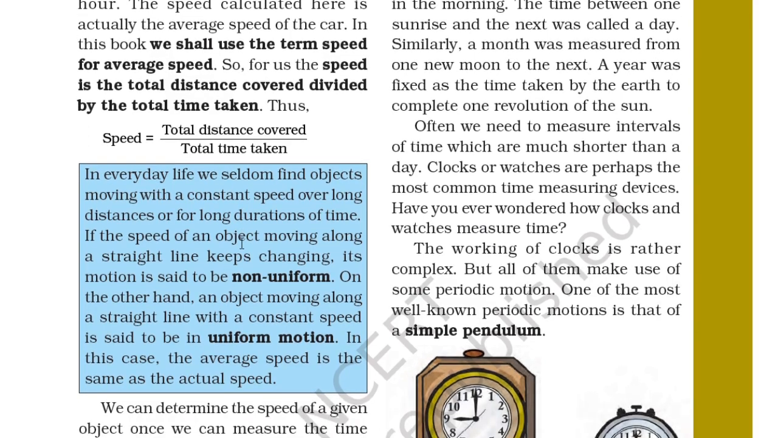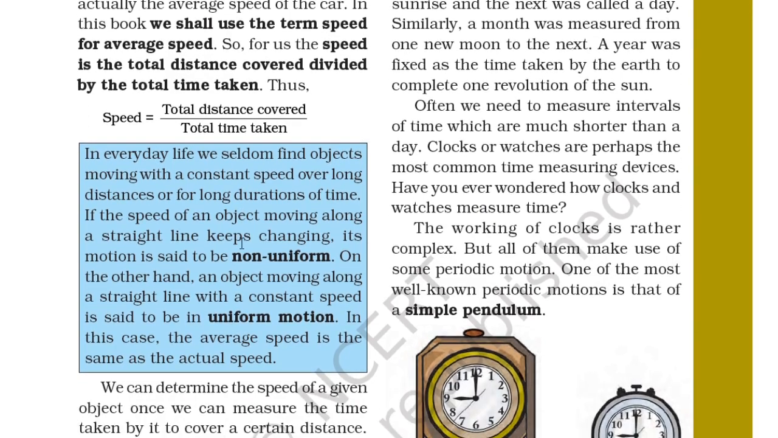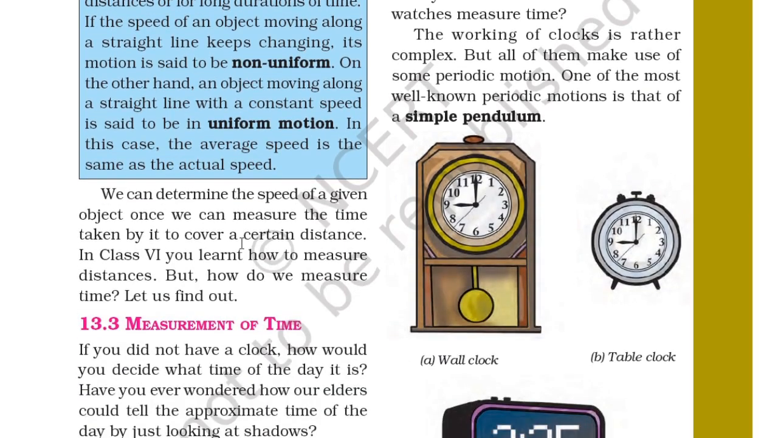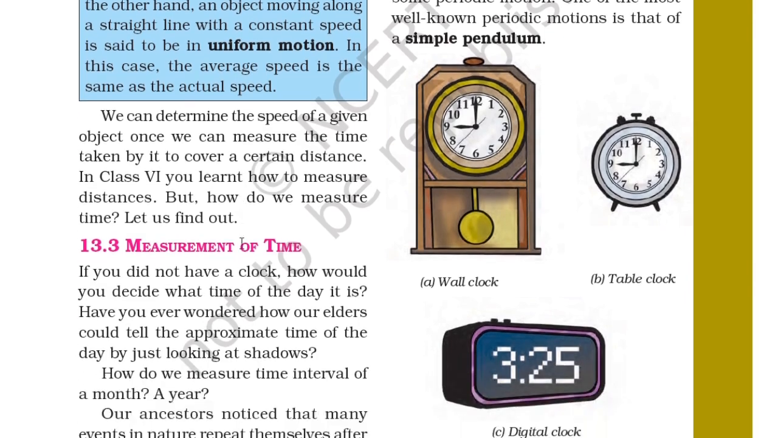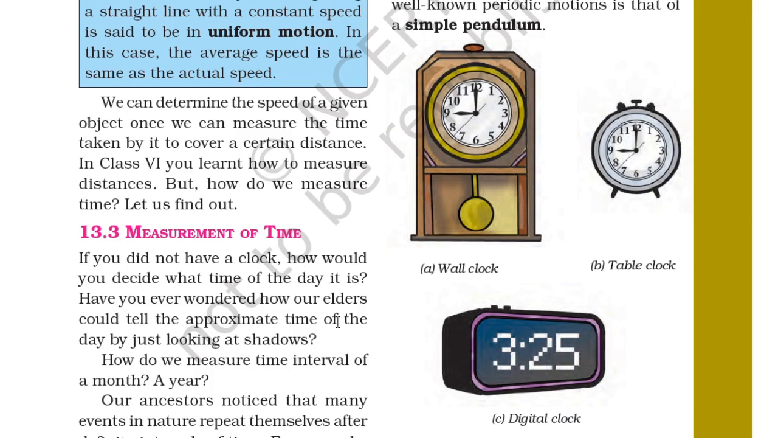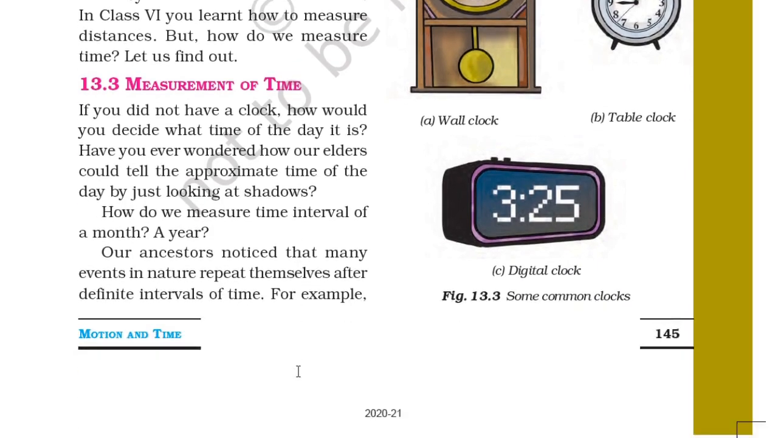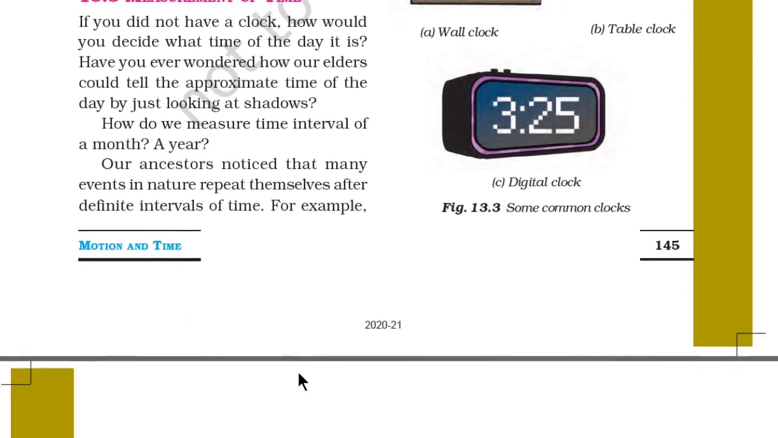Often we need to measure intervals of time which are much shorter than a day. Clocks or watches are perhaps the most common time measuring devices. Have you ever wondered how clocks and watches measure time? The working of a clock is rather complex, but all of them make use of some periodic motion. One of the most well-known periodic motions is that of a simple pendulum. So you can see a wall clock, a table clock and a digital clock. These are some examples of the clocks available.